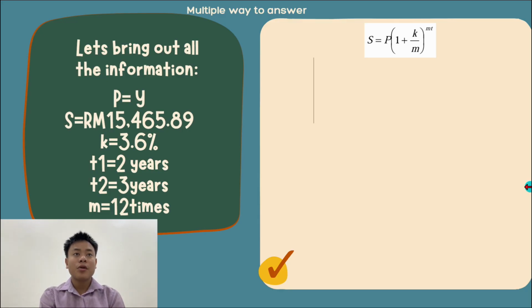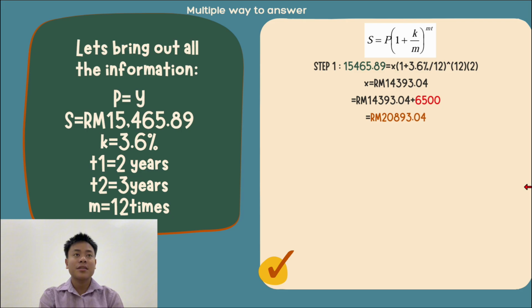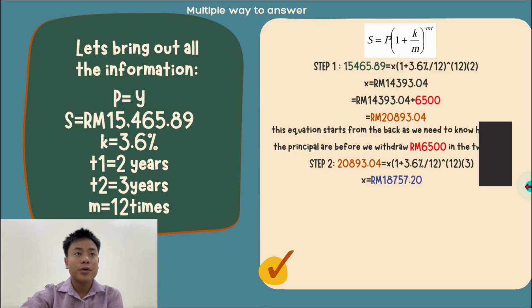Step 1, RM15,465.89 equal to S. X is the P, so we got RM14,393.04. And then we need to add 6,500. Why, you may ask, do we add 6,500? Because we want to know how much is the real amount before the withdrawal in the 2 years. Okay? And then after we add 6,500, we got RM20,893.04.